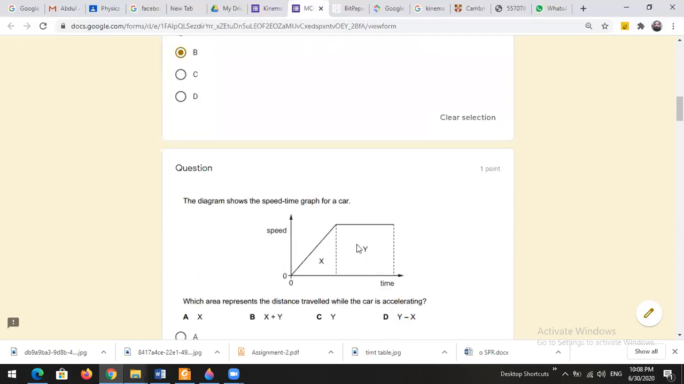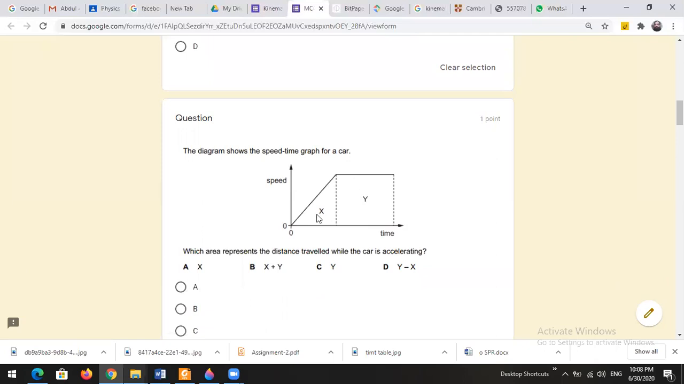Okay, next. The diagram shows the speed time graph of a car. Which area represents the distance traveled while the car is accelerating? As this is a speed time graph, if the car is accelerating, we have a straight line that has a constant or positive gradient. So this portion has positive gradient and this portion has gradient equal to 0.